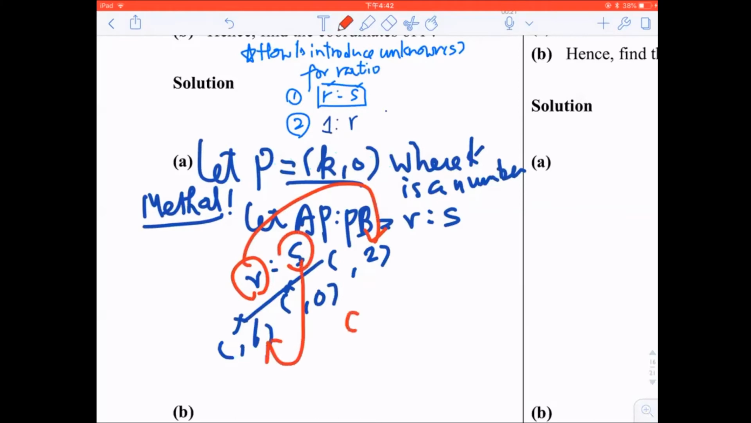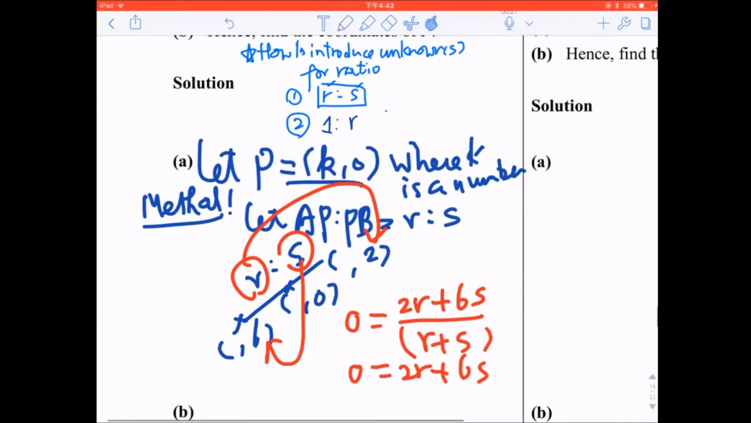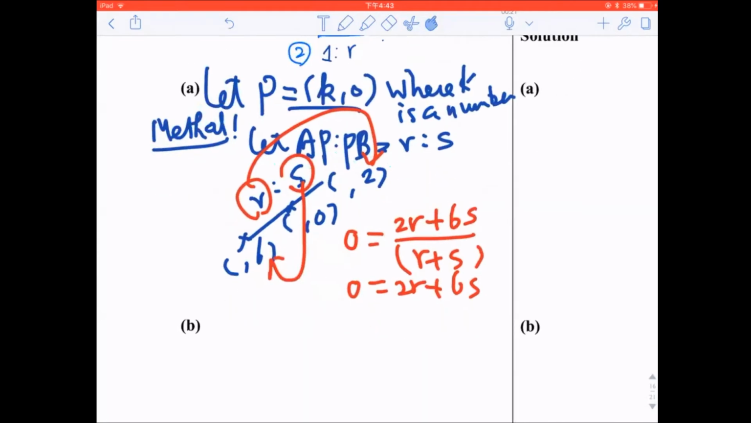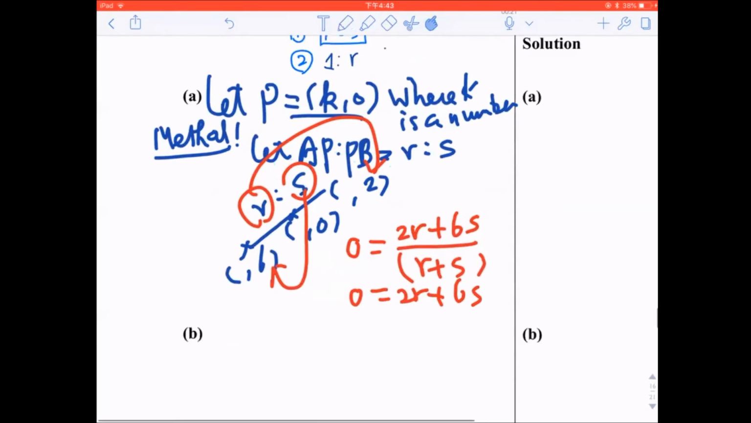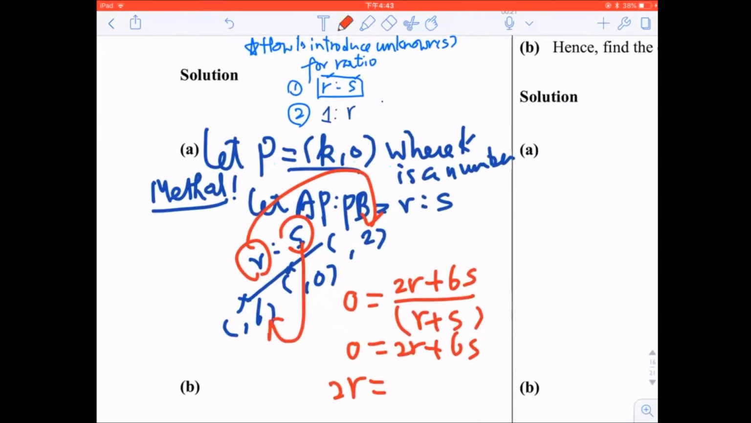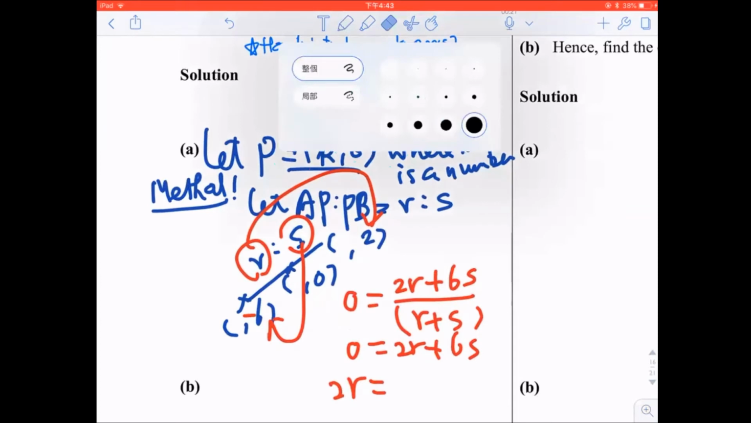So we'll have 0 equals to 2 times R, and then plus 6 times S, divided by R plus S, right? And in this case, multiplying to the left hand side, what we have will be 0 equals to 2R plus 6S. Now I can tell you that in this case you can work out a particular equation in two unknowns. There are some problems about that. Sorry, it should be -6. I made some mistake in my calculation now.